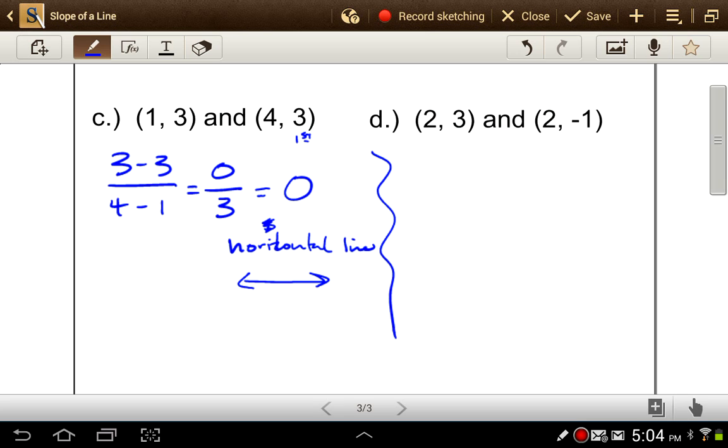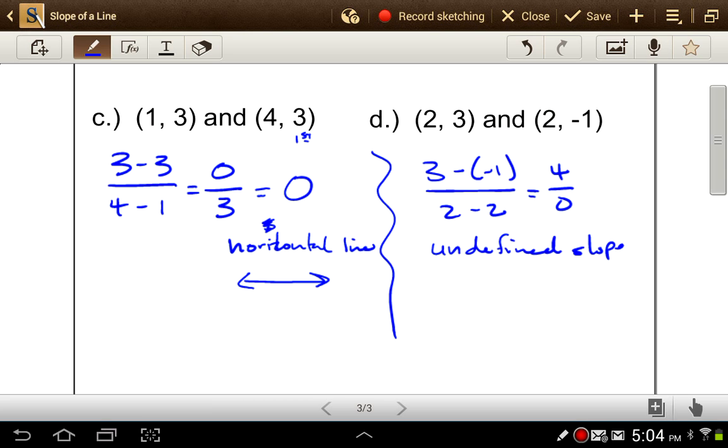Okay, in example D, I'm going to subtract my y's, so I'm going to do 3. I'm going to do that one first, minus negative 1, over 2 minus 2. That's going to give me 4 over 0. I cannot divide by 0. I can't break things into equal groups of 0, so that's going to be undefined, so that gives me an undefined slope. What does that mean? Oh, you should know that that is going to be a line like this.